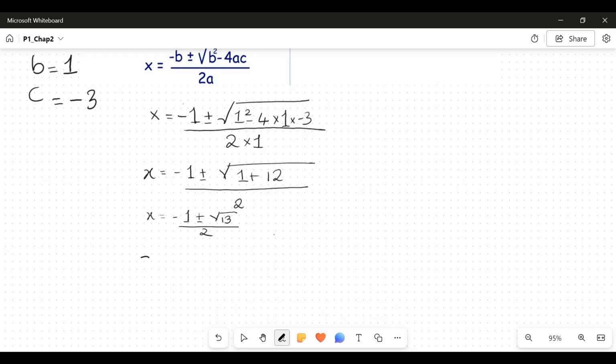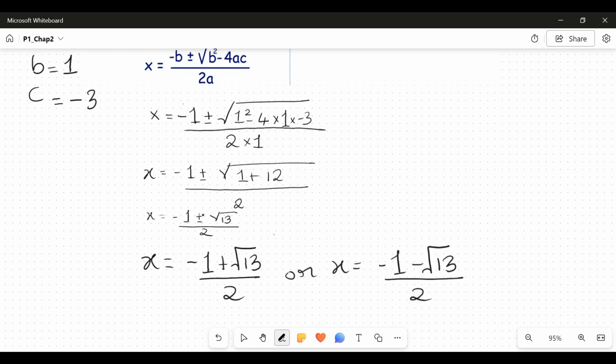So from there we get two answers. One of them is x equals minus 1 plus square root of 13 over 2, and the other one is x equals minus 1 minus square root of 13 over 2. So what we did just now is break off that plus or minus symbol into two answers. One of them is minus 1 plus square root of 13, the other one is minus 1 minus square root of 13.